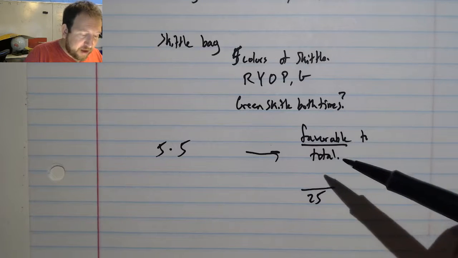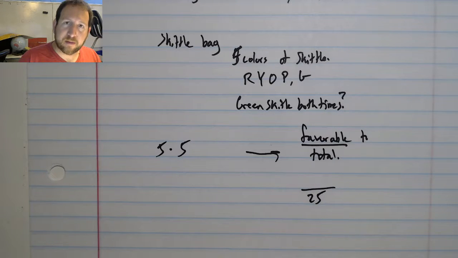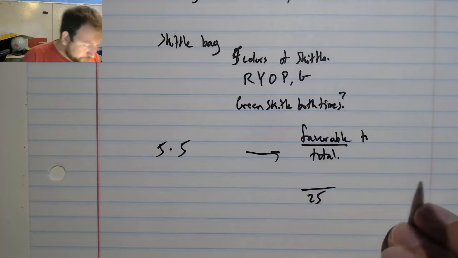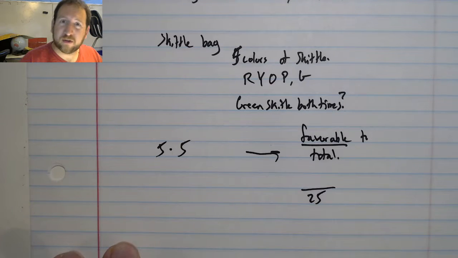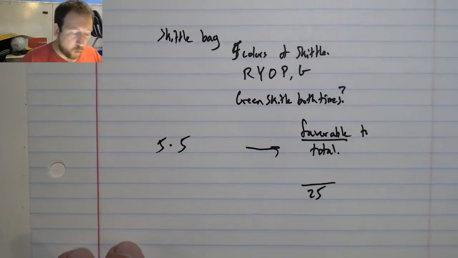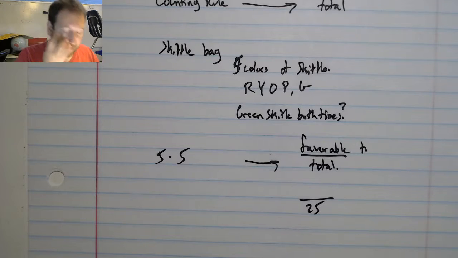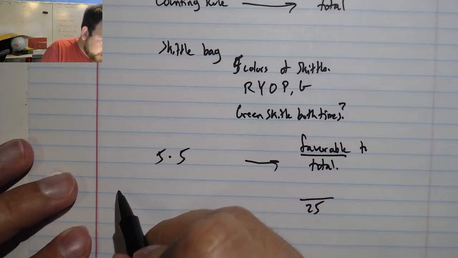As far as my favorable, how many times will green come up both times? The easiest way for me to do this would be to do my chart. Or I can know that the amount of times that green shows up twice is always going to be 1, that the 2 things will exactly happen the same. And I'll show you real quick why that is the case.